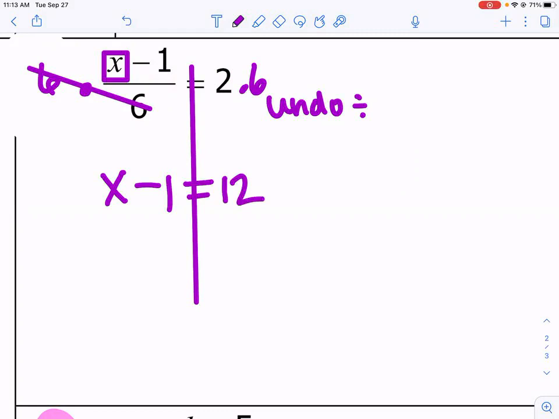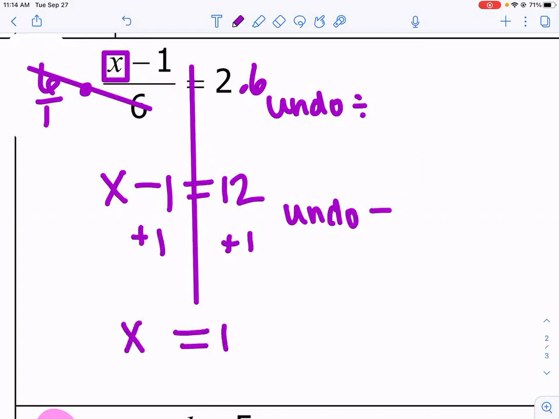So they can cancel each other out. Yeah, because this is like 6 over 1. So this is like 6 divided by 6 is what's happening, and they cancel. So now we have X minus 1 equals 12. So Arisa, now what do we do? We need to undo the subtraction by adding 1 to both sides to get X equals.